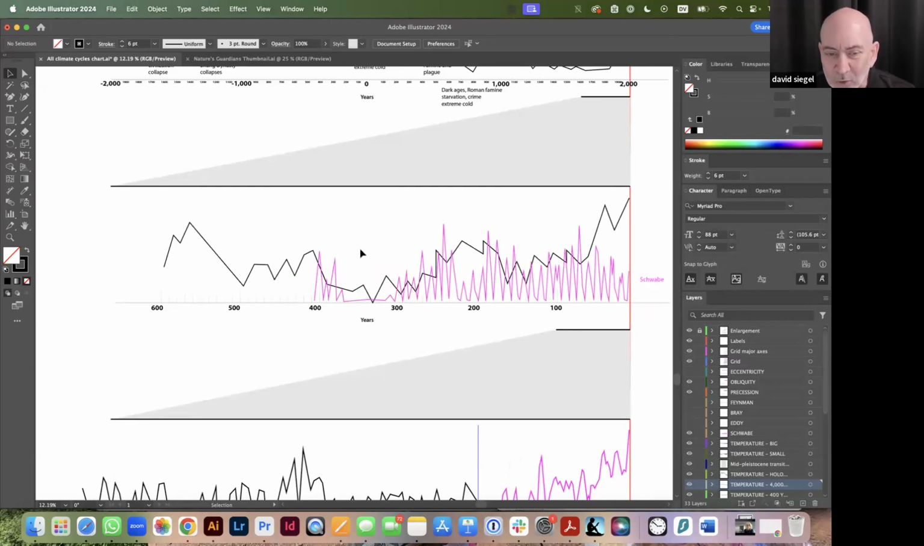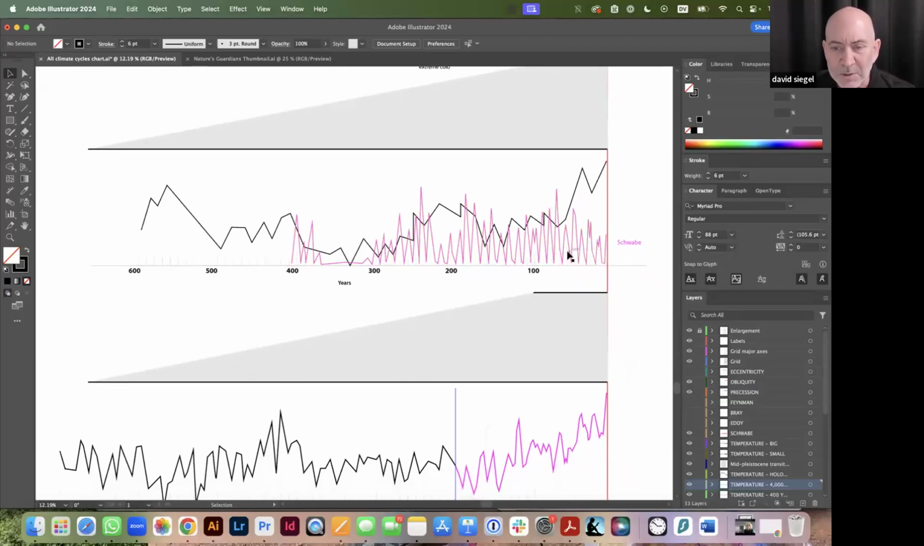It's kind of correlated. The main correlation is here, when we had no sunspots for a couple hundred years. That's called the Maunder minimum, and that probably had a huge influence and probably was the driver of the Little Ice Age. This is the Little Ice Age. Okay, coming out of the Little Ice Age now.